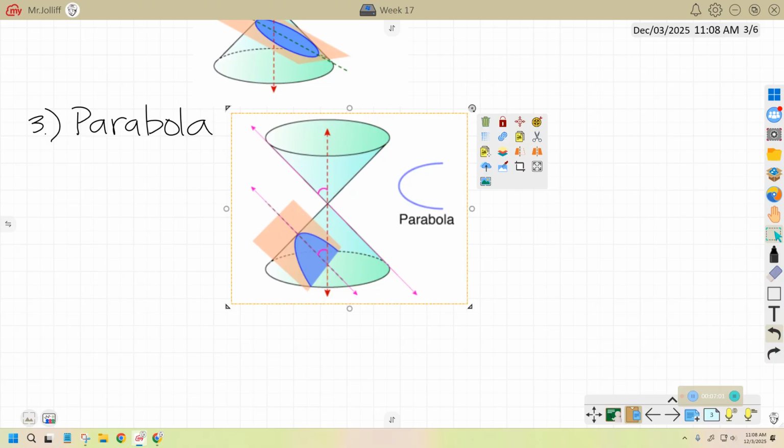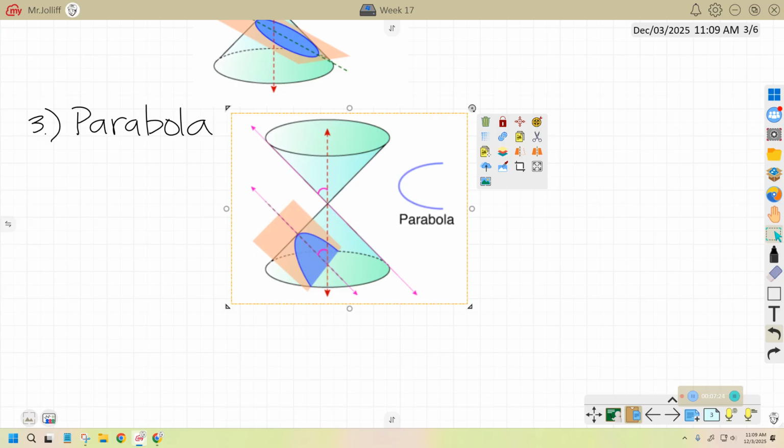So like circles, parabolas are very specific. The plane has to be oriented exactly parallel to the side of the cone. And you'll notice we only get one parabola. It intersects down here, but because it's parallel, it won't intersect up here. So parabolas come in single use.